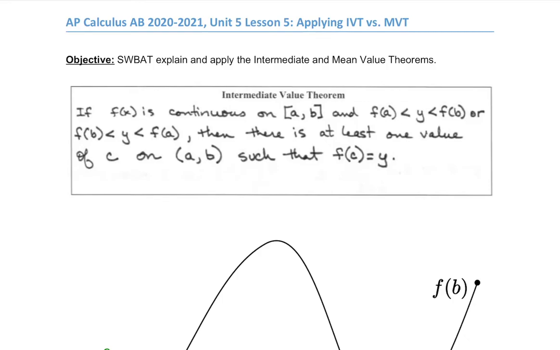So let's first talk about the intermediate value theorem. Reading it out very specifically, the intermediate value theorem says that if a function f of x is continuous on the closed interval a to b, and f of a is less than some number y is less than f of b, so those are the outputs of your function, or f of b is less than y is less than f of a, so the other way around, then there is at least one value c on the open interval a to b such that f of c equals y. Meaning there is a value that you could plug into the function to get exactly that y value.